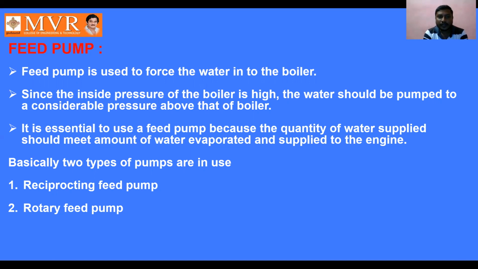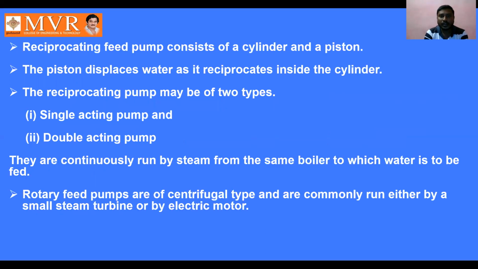Basically, we have two types of pumps for feeding the water into the boiler, namely the reciprocating feed pump and the rotary feed pump. Coming to the reciprocating feed pump, it consists of a cylinder and a piston. The piston displaces water as it reciprocates inside the cylinder.